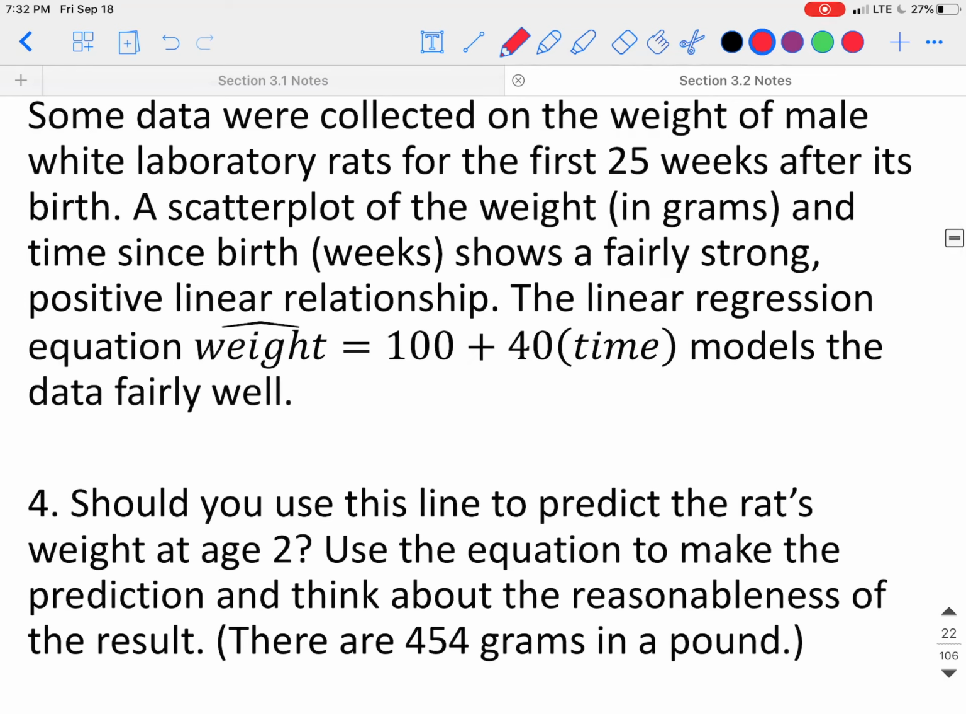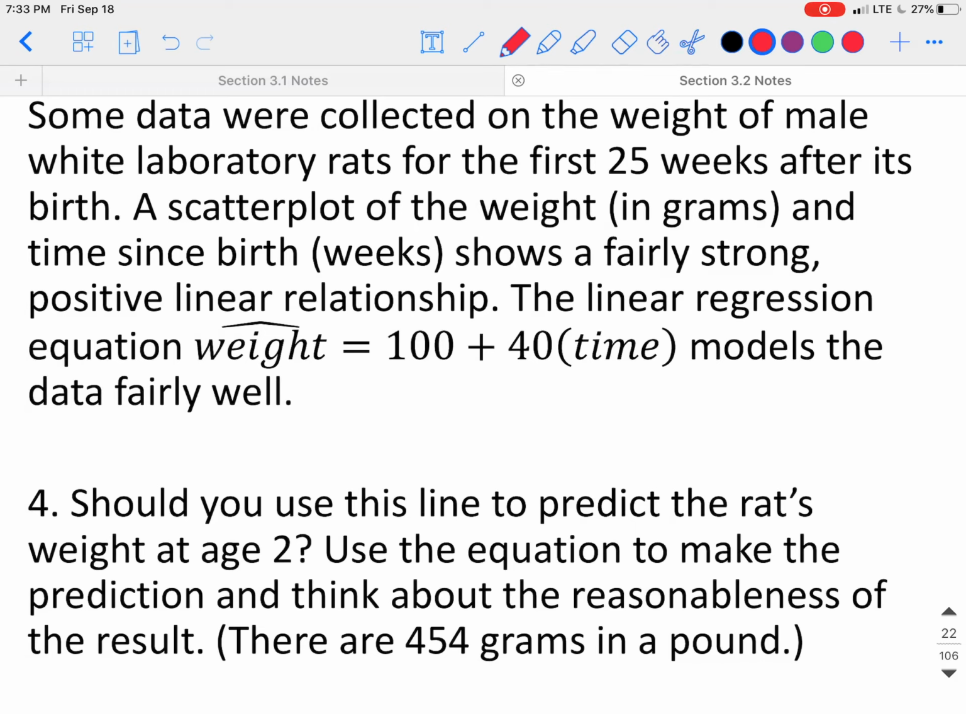Should you use this line to predict the rat's weight at age 2? Use the equation to make the prediction and think about the reasonableness of this result. It is good to note that 454 grams is equal to 1 pound. So, should you use this line to predict at 2 years? Our equation was collected from data from the first 25 weeks. Now, there are 52 weeks in a year, so half a year is 26 weeks. So this is for less than the first half year of the rat's life.